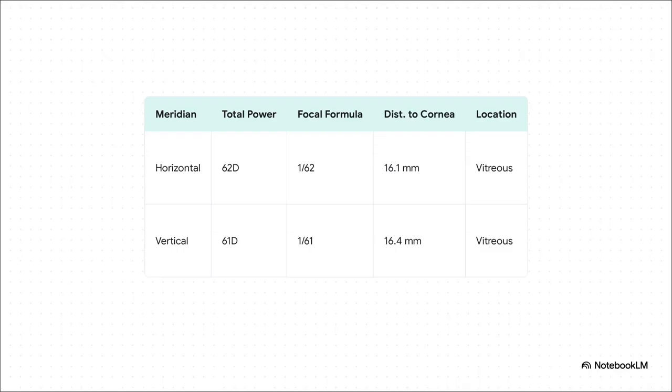Okay, let's break down the math behind the anatomy here. Our horizontal meridian has +2 diopters of excess error. If we add that to our 60 diopter baseline, we get a total power of 62 diopters, right? To find the focal distance, we simply divide 1 by 62, and that gives us an anterior focal line located exactly 16.1 millimeters behind the cornea. Meanwhile, the vertical meridian has +1 diopter of error, giving us 61 diopters total. 1 divided by 61 places our posterior focal line at 16.4 millimeters. Now, considering an average eye is about 24 millimeters long, this beautifully illustrates that both of these focal lines are just floating right there in the middle of the vitreous cavity.